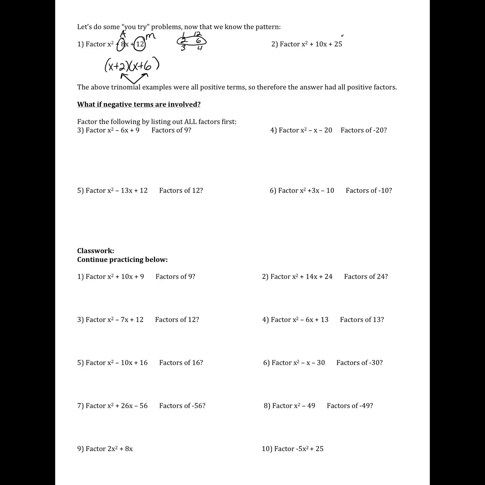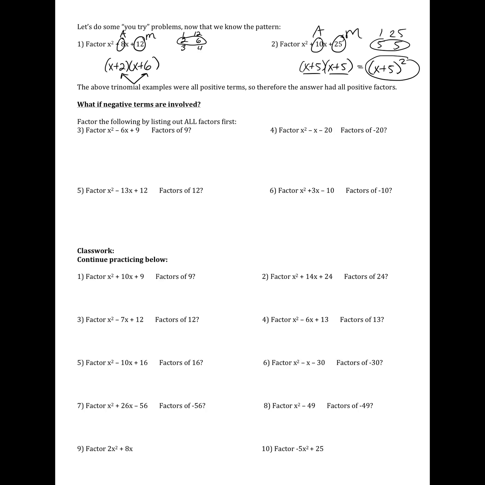Two numbers that'll multiply to give me 25 and add to give me 10. You can list out your factors, 1 and 25, 5 and 5. Well, guess which two add to give you 10? You guessed it, 5 and 5. So x plus 5 and x plus 5. This can be simplified even further to x plus 5 squared, because anything multiplied by itself is essentially being squared.